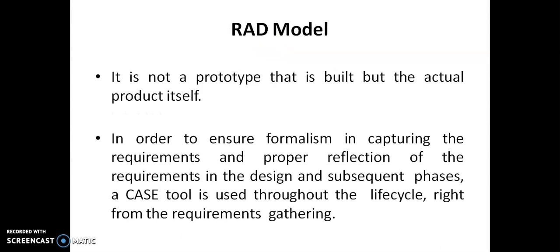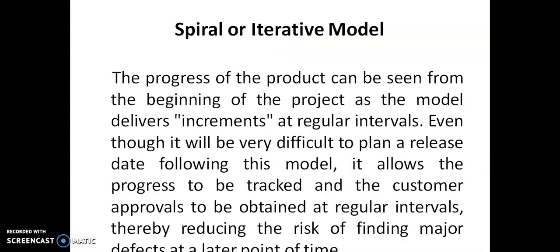Next comes the rapid application development model, shortly we will call it the RAD model. It is not a prototype that is built, but the actual product itself. In order to ensure formalism in capturing the requirements and proper reflection of the requirements in the design and subsequent phases, a CASE tool, that is a computer-aided software engineering tool, is used throughout the life cycle right from the requirements gathering. Next comes the spiral iterative model.